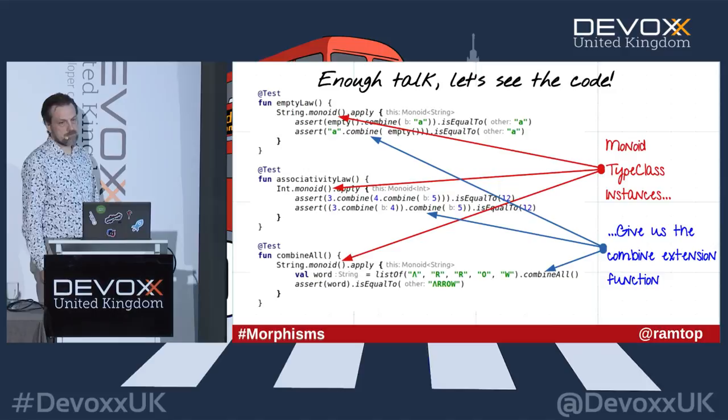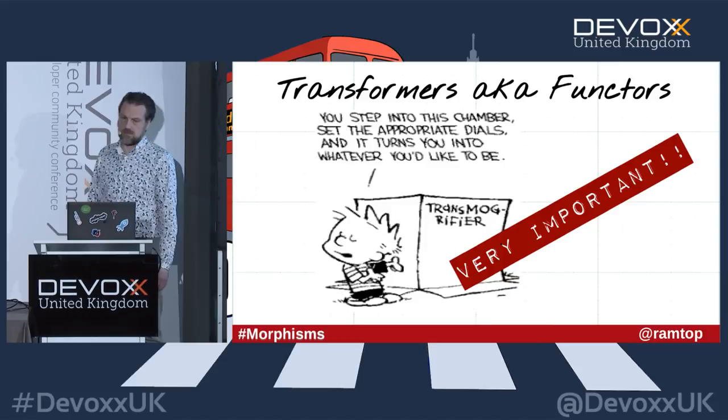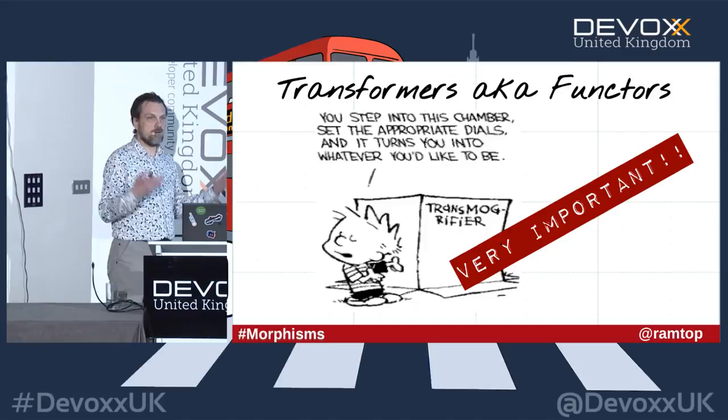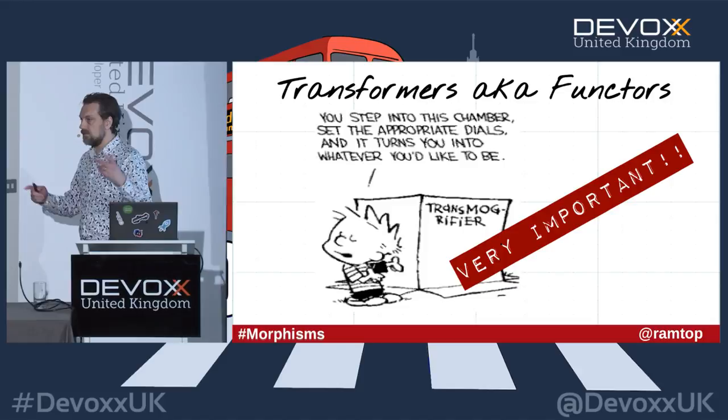And then the next type class, which is called functors. And the functors are transformers. And that's probably the most important thing of this talk, or in general, when you start learning category theory or functional programming, deeply understanding functors is the most important step. Everything else just comes from functors. So you really have to understand this.